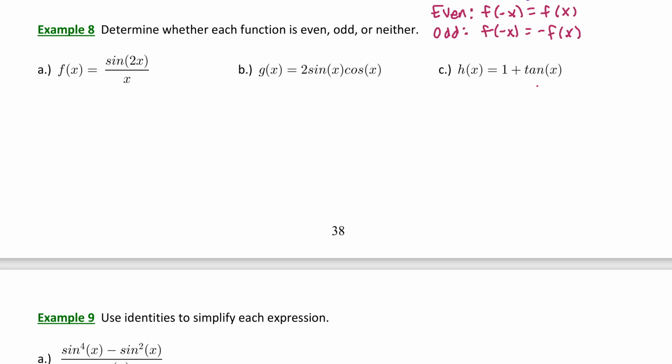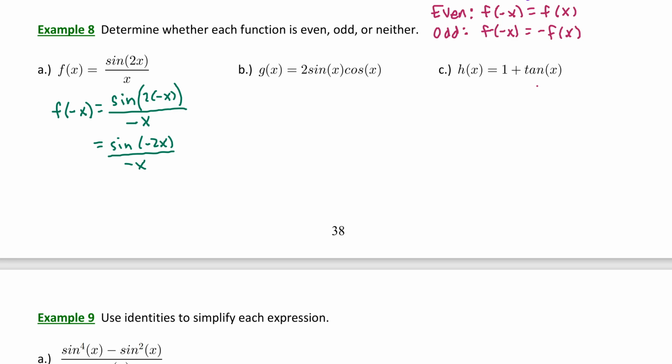So the first function we're going to consider is f of x equals sine of 2x over x. We need to evaluate f of negative x. So I'm going to replace all the x's in the original function with negative x's. So we're going to have sine of 2 times negative x divided by negative x. Let's clean up that argument a bit and rewrite it as sine of negative 2x divided by negative x.